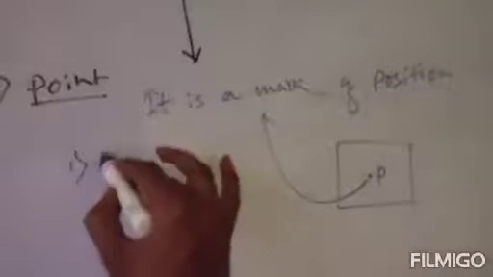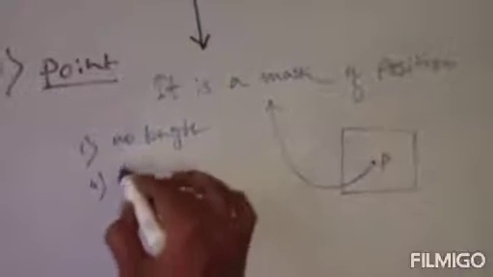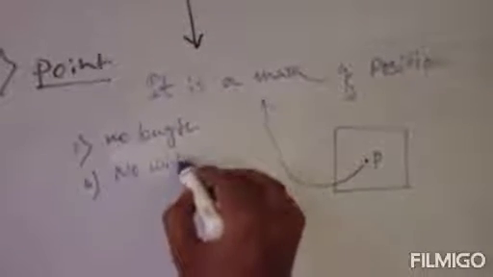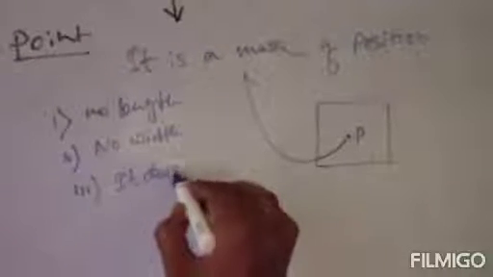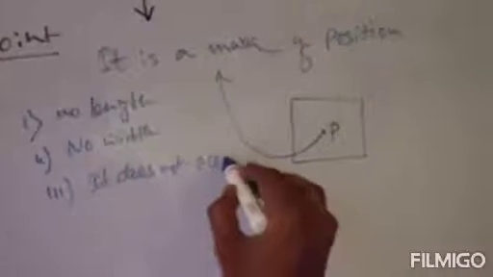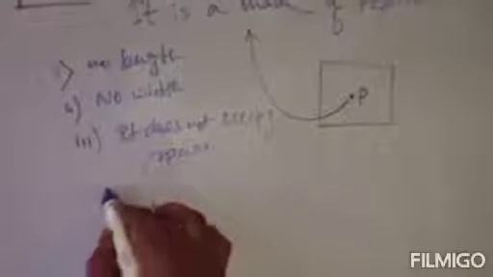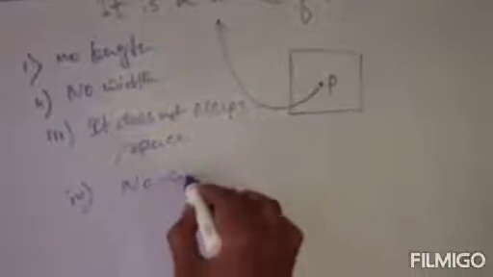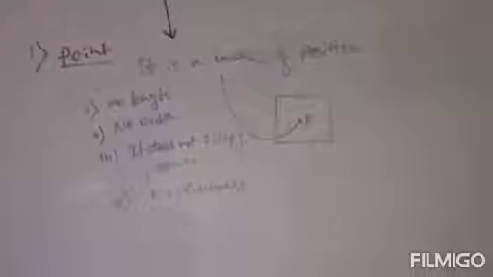So number one, it has no length. Number two, no width or no breadth. Number three, it does not occupy space. And lastly, number four, it has no thickness. It simply is a position, that is a mark of position. This is point. So number one figure is point.